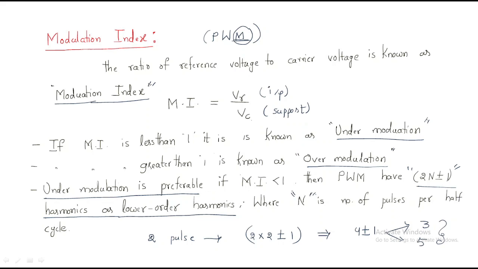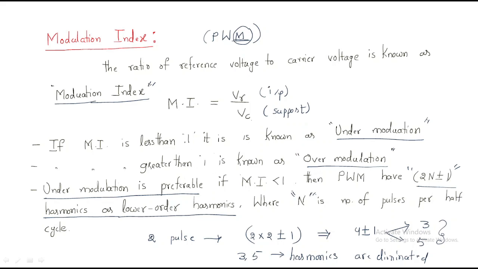That's why lower order harmonics are eliminated. That's why it is important. For example, if the number of pulses is 4, then it will be 2 into 4 plus or minus 1, that's 7 or 9. Harmonics are eliminated like that.